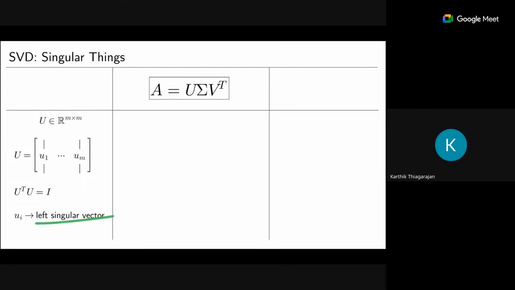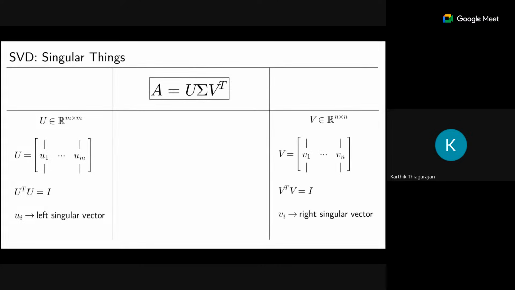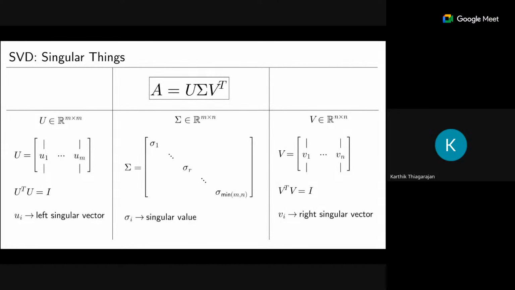Why is it called left? For the simple reason that it appears on the left. So it's a left singular vector. Now, what do you think V is going to be? V is going to contain the right singular vectors. So every Vi is a right singular vector. What goes in here is of course V transpose, but still every Vi is a right singular vector. And what is there in the middle are the singular values. These diagonal entries are the singular values.